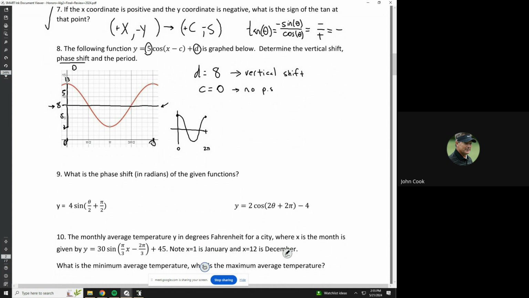No phase shift. And then the last thing is find the period. Since there's no multiplier on the x value, that's also going to be a standard period for the cosine function, which is going to be 2 pi.